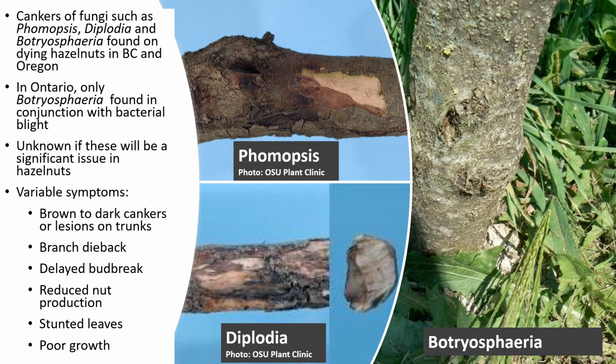So as I mentioned, we haven't really seen these very much in Ontario, so we don't know if that's going to be a significant problem, but for now, really the best thing to do is to make sure that you keep your hazelnut trees as healthy as possible, growing them under good conditions and controlling all other pests to prevent wounds or other things where opportunistic pathogens can invade.